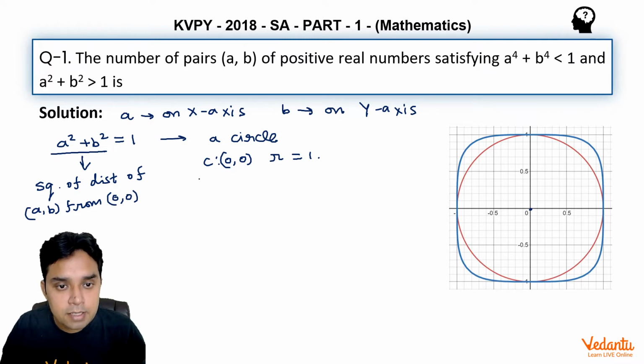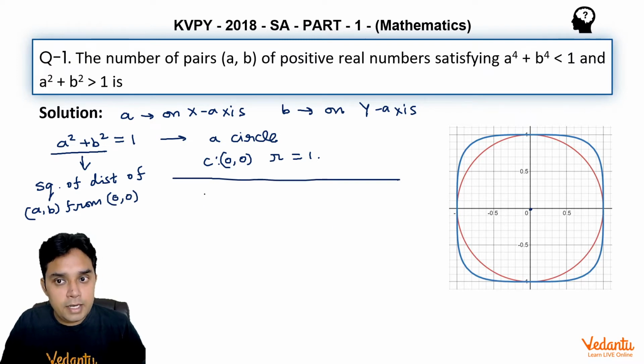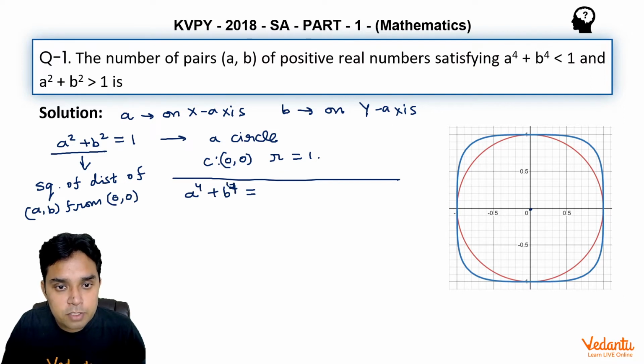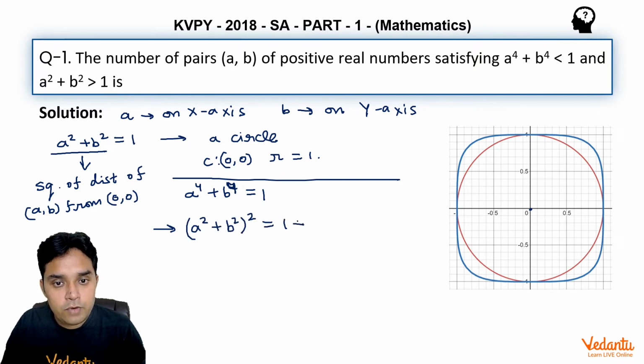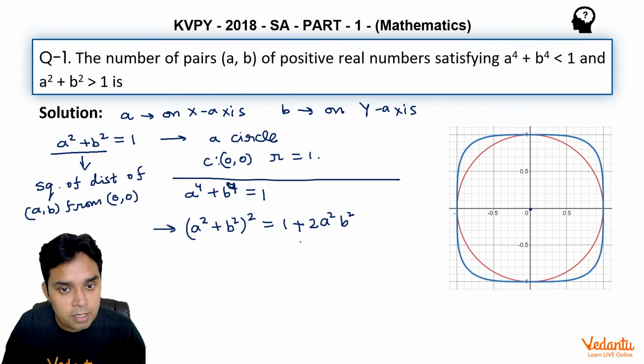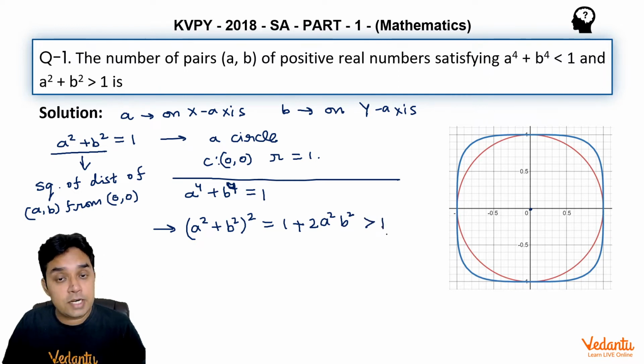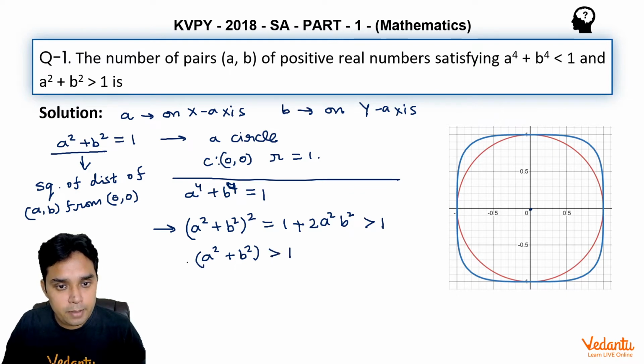Okay, now let us understand what will be the graph of a power 4 plus b power 4 equal to 1. To solve this, we can write this as (a square plus b square) whole square equal to 1 plus 2 times a square b square. And because a and b both are positive real numbers, it will be strictly greater than 1, which means all those points for which a power 4 plus b power 4 is 1, for them a square plus b square will be greater than 1.